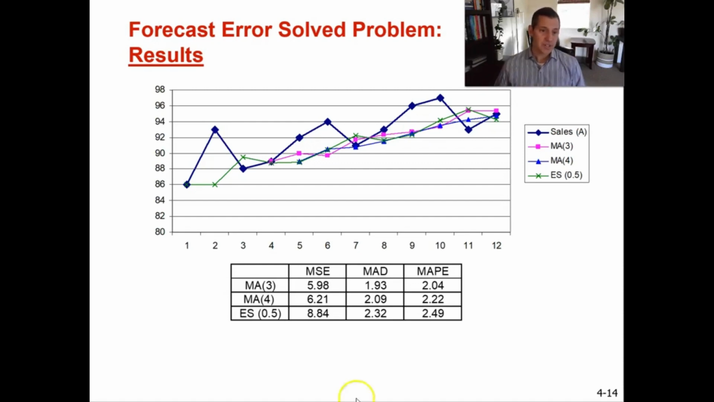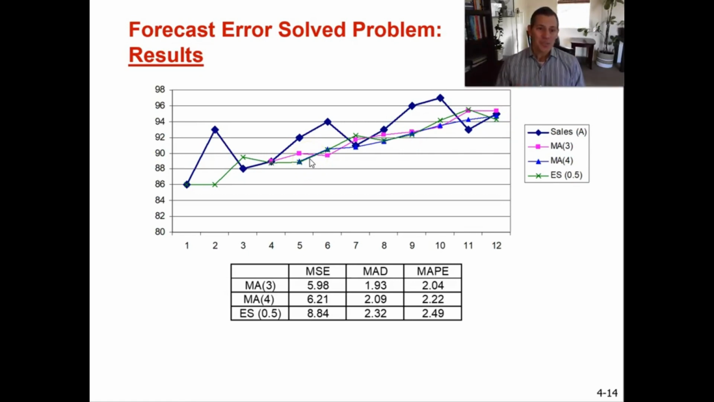Your actual sales are the dark blue line. They go up and down and up and down. And then you've got your exponential smoothing forecast in light green. You've got your 3-month moving average in pink. And you've got your 4-month moving average in blue with the triangle. It's really hard to tell by looking at this chart which one is the best.